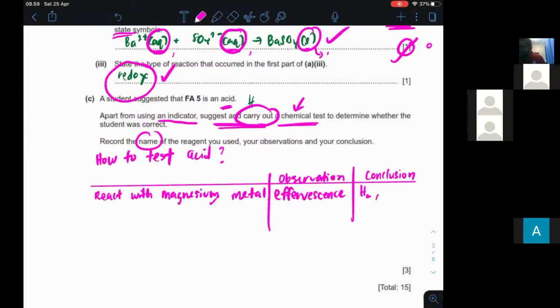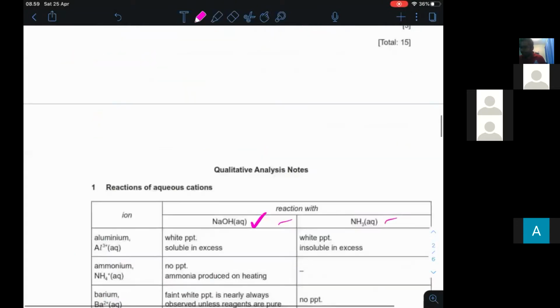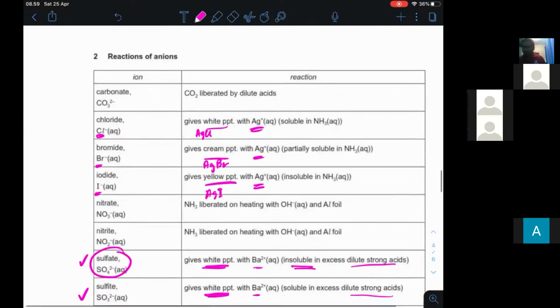So this one is going to be acid. FA5 is acid. Another test that you can do, because they say only one, carry out a chemical test. If you want to do another, different test, maybe someone can suggest one more test. Maybe we'll select Stacy Satyadi. One more test. React with what? Something that can give you gas. If you're not sure, you can also look over here.